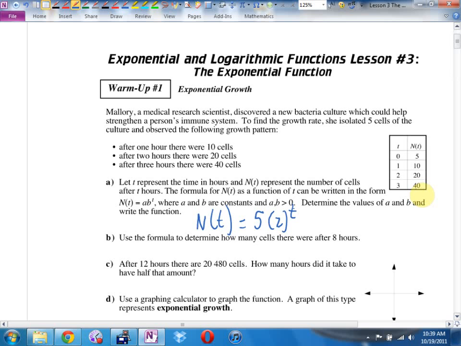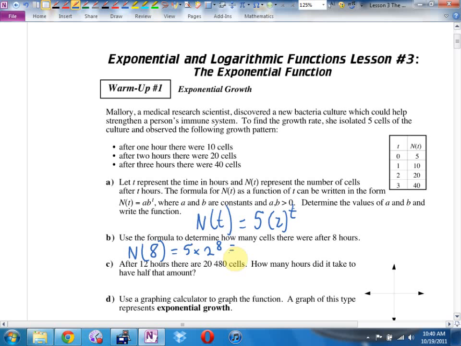B says, use this formula to determine how many cells there were after 8 hours. What they're really saying is find N when T is 8. N of 8. And it's going to be straight calculator. 5 times 2 to the 8th. On your graphing calculator, get used to it. Go 5 times 2 to the 8th. Can't remember where the exponent button is? Find it again. Oh, yeah, it was a little hat thing. What do you get?